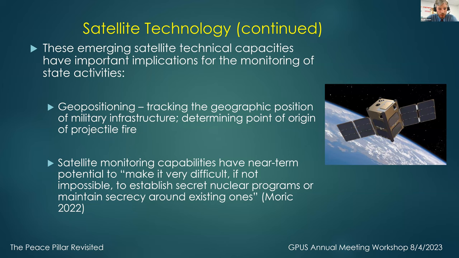Yeah, so I'll close here with respect to verification and arms control. I'll conclude this portion with a quote from Dr. Morich, who states that satellite monitoring capabilities have the near-term potential to make it very difficult, if not impossible, to establish secret nuclear programs or maintain security around existing ones. So again, the implications for potential future arms control are immense. Next slide, please.